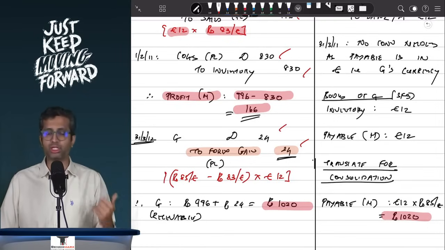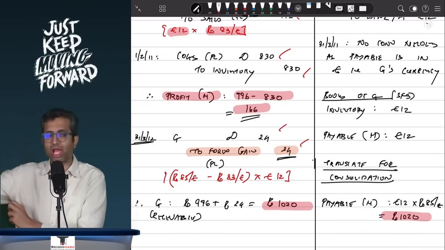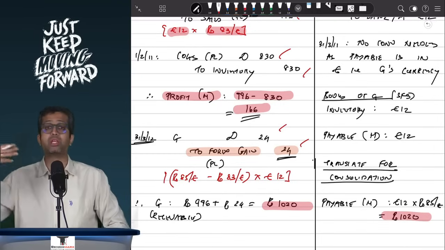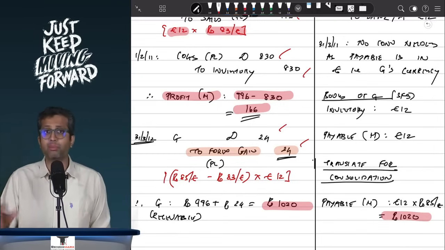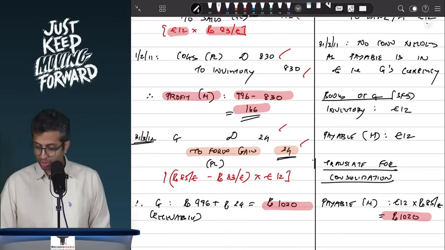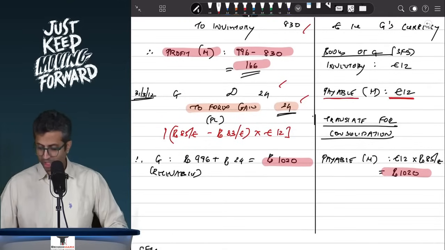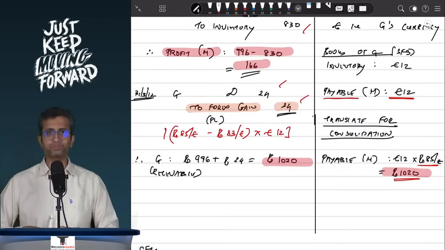Now, by the end of the year, the balance sheet and trial balance of G will have to be restated in M's currency, and among other things, the payables which are at 12 lakh euros will have to be restated at the closing rate. So this will be in the books of G. You will translate the payables for consolidation. This is 12 lakh euros. 12 lakh euros will be translated at 85, and hence this will become 1020.